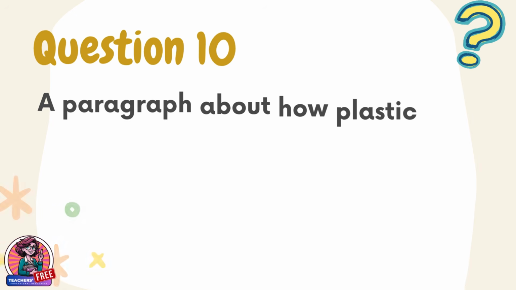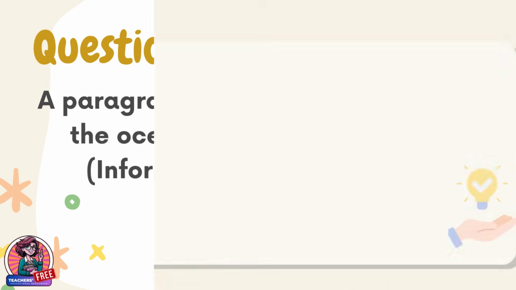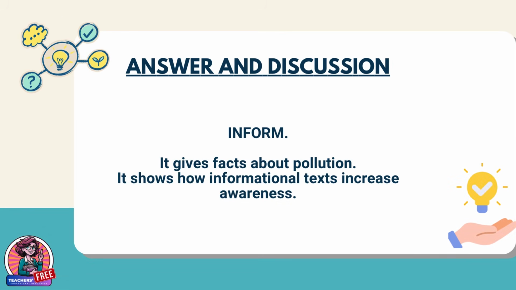Question 10. A paragraph about how plastic harms the ocean is written to do what? Inform, persuade, instruct. Answer: inform. It gives facts about pollution. It shows how informational texts increase awareness.